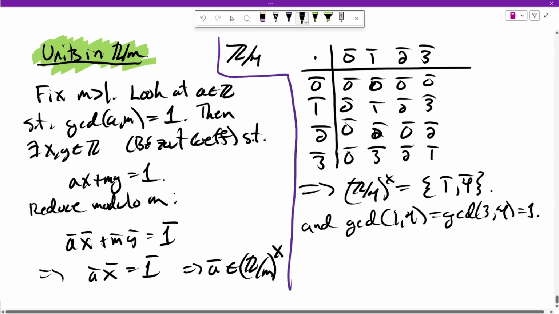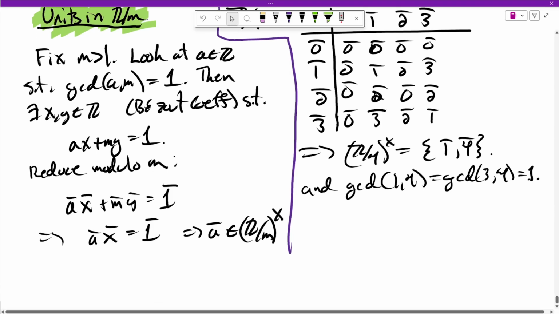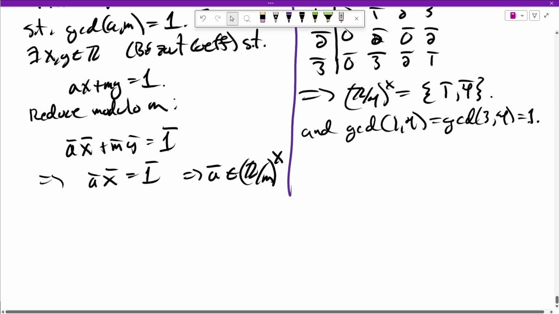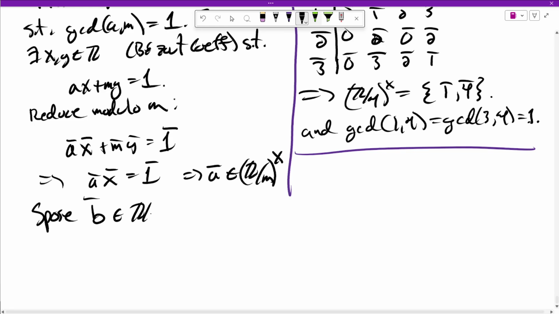Now we want to show that only the guys that are relatively prime to m are in this set of units. Sometimes you'll hear it called a group of units, but we haven't got that terminology yet. So suppose you had some b bar in Z mod m cross. We want to show that b, any representative of the equivalence class of b bar, and m are relatively prime. Well, how can we do that?